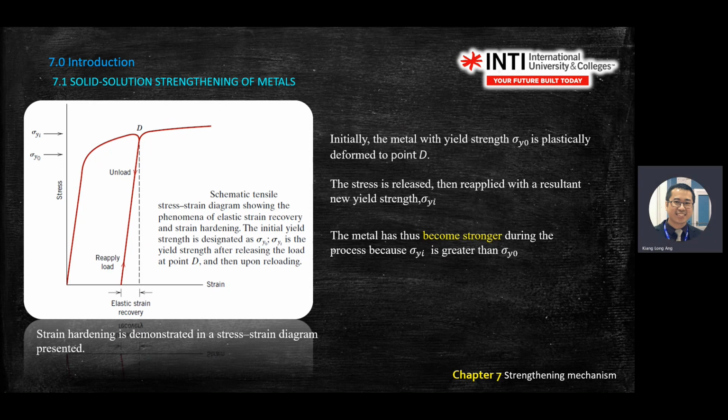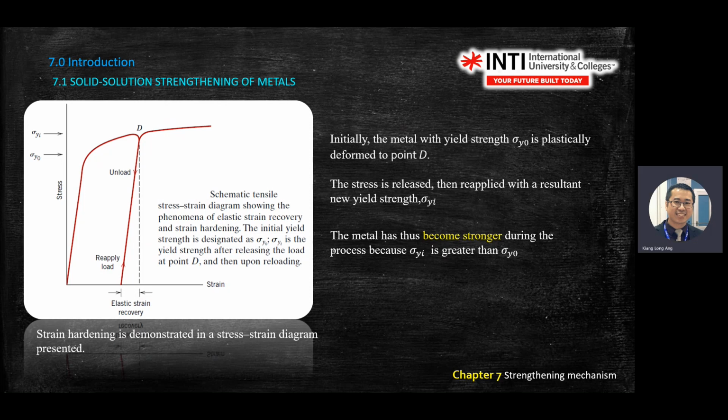0.2% means 0.002 strain. You do this one, then you get the yield strength. So in this graph, let's say you do 2%, you get point D. Then stress is released and reapplied with the resultant new yield strength, this one. So in this case, you load until this stress, and then you reload again. You pull and then you let go. You pull, you let go.